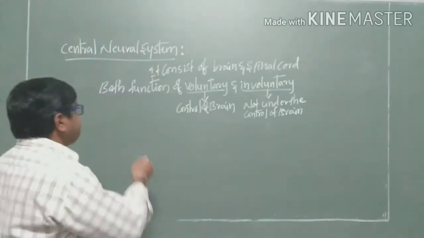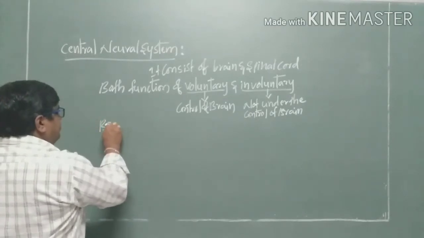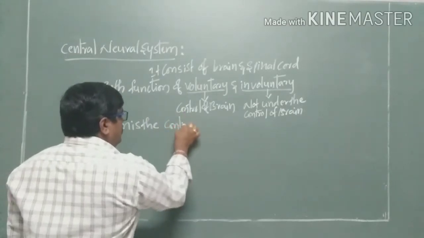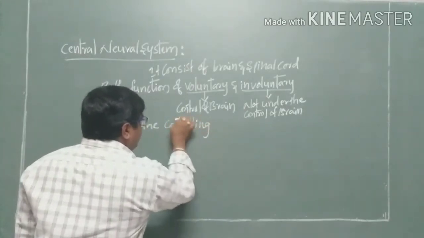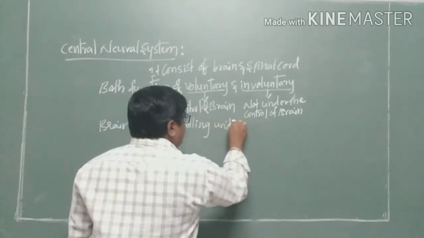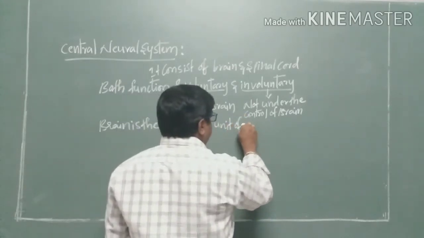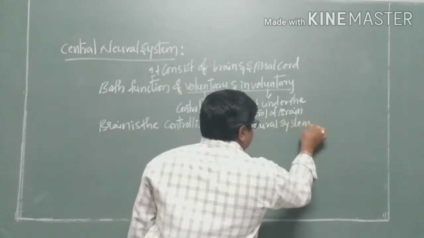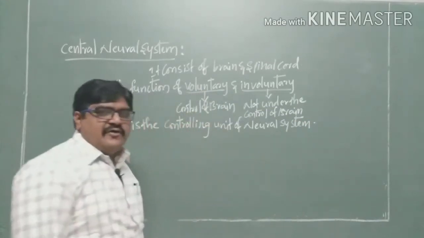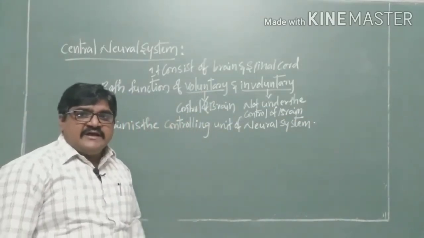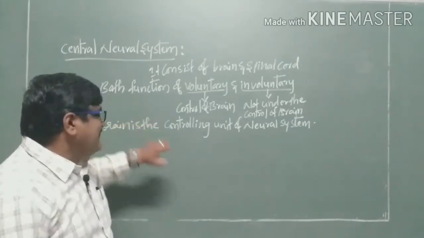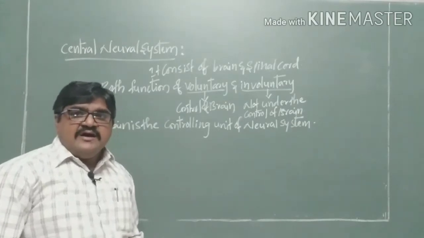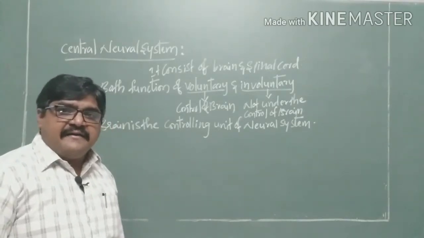The brain is the controlling unit of the nervous system, or the neural system. It controls and coordinates all the functions of the body that take place. So here the brain is the controlling unit of the neural system.